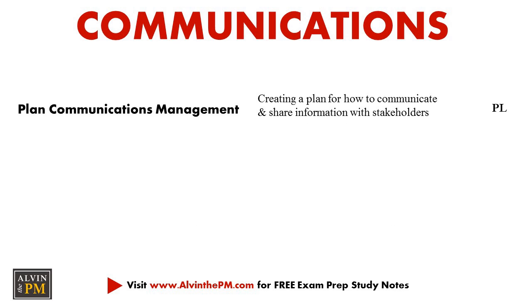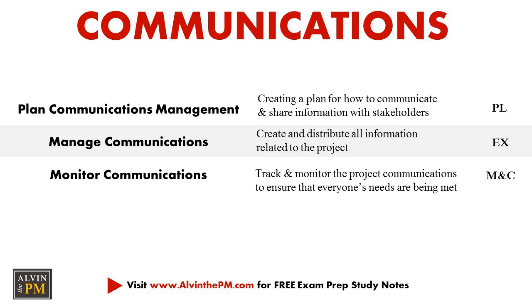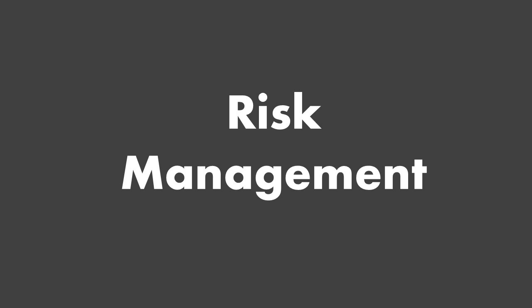The first process is plan communications management, where we're developing the strategy for how we'll communicate and share information with the stakeholders based upon their needs. And after we figure out our plan, we manage communications and distribute the project information to the team. And the last process is monitoring communications to make sure that everyone is receiving the information they need. This is where we're making sure that the right information is being sent to the right people at the right time. So now let's talk about risk management.